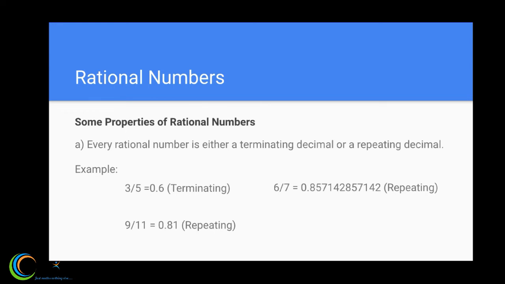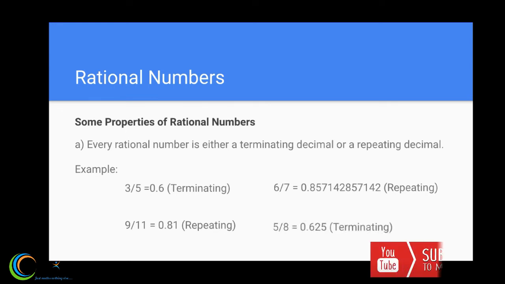One more example we can consider is 9 by 11. 9 by 11 is also a repeating decimal expansion. In the same way, if 5 is divided by 8, the quotient is 0.625 and the remainder will be 0. That means it is also a terminating decimal expansion.